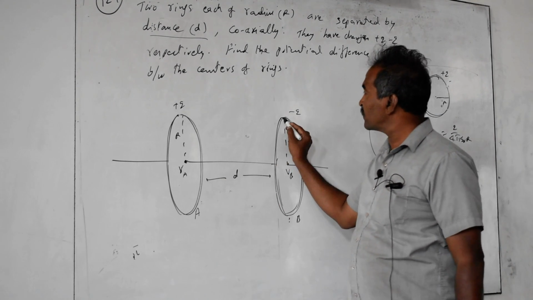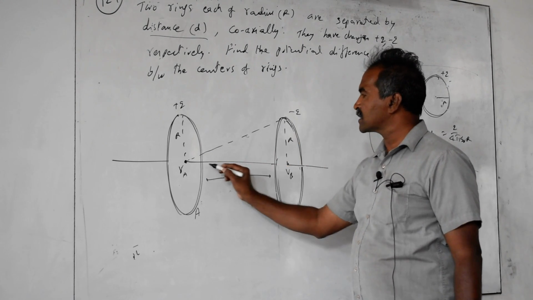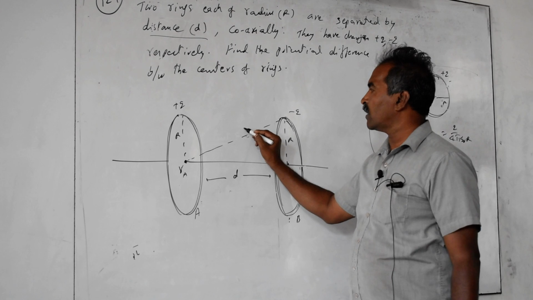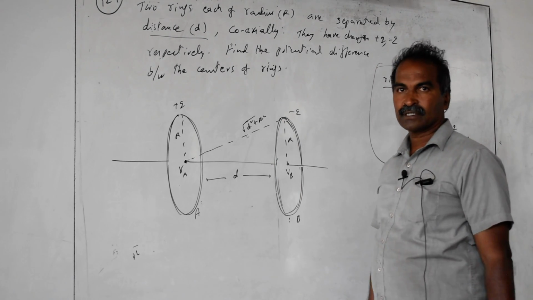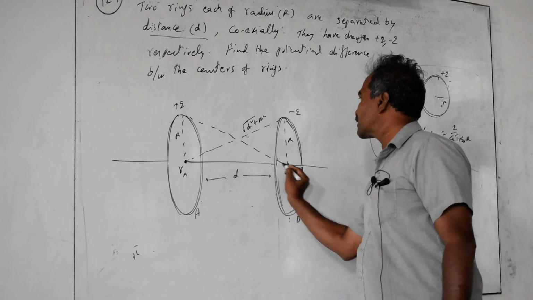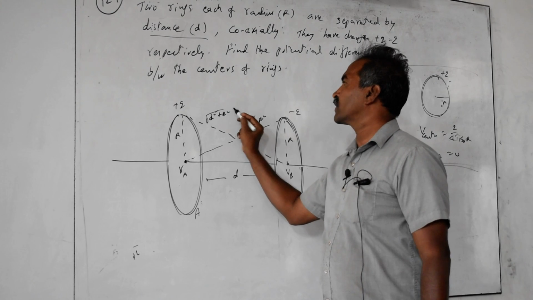Then what is the distance from here to here? It is a right angle triangle, with this side R and this side D, so the distance becomes under root of D square plus R square. From here to here you get the same, also under root of D square plus R square.